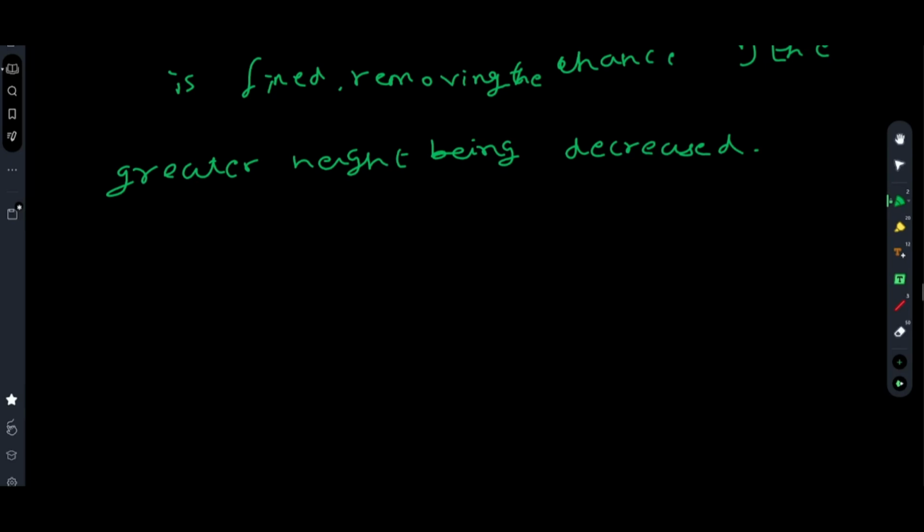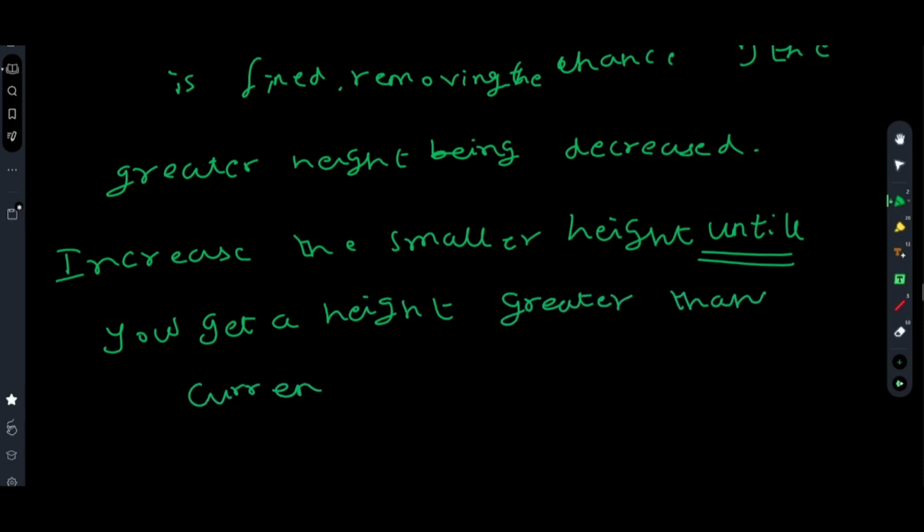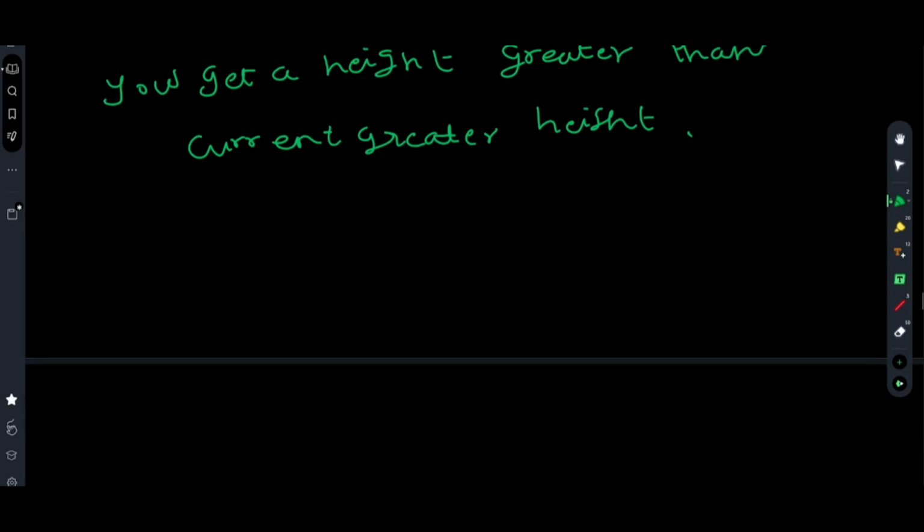So increment i, you are increasing the smaller height, until you get a height greater than the current greater height. So what are you doing in this process? You are finding the maximum.